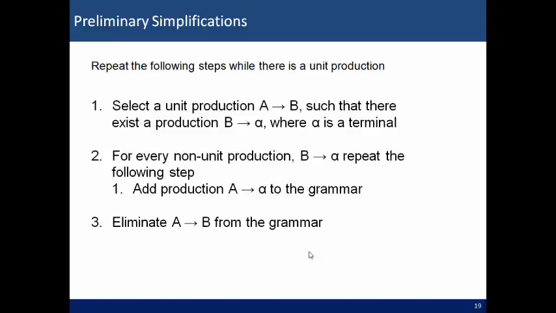How to remove unit productions? First identify the unit productions. If there exists a production B tells to alpha where alpha is a terminal, then for every unit production A tells to B, repeat the following step: add the production A tells to alpha to the grammar and eliminate A tells to B from the grammar.